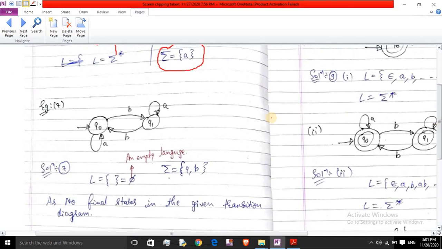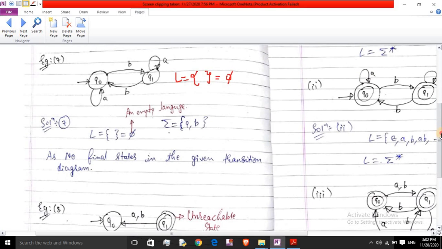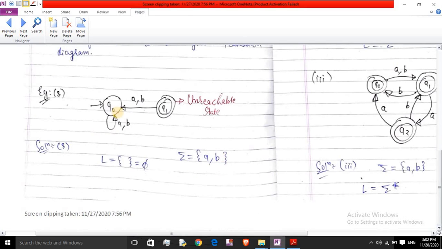So now look at this example. Here we have Q0 as our initial state and a Q1. Here actually there is no final state. So what is the language accepted by this machine? This is a null language. We can also say empty language actually. This is the representation for a null set. So an empty language is accepted by this machine. Now look at this example. We can't reach this unreachable state, so this will also be a null language. Null language means it is an empty language.